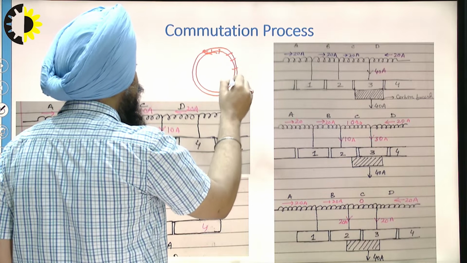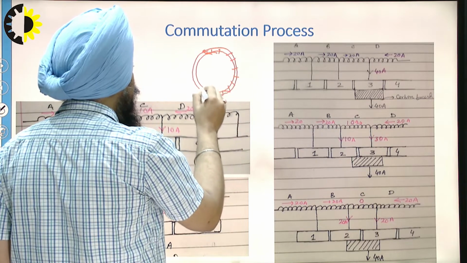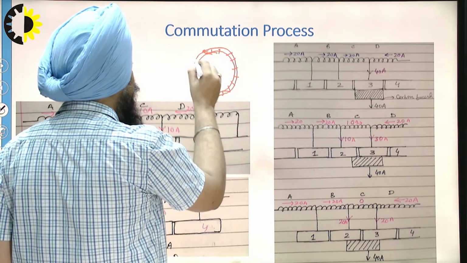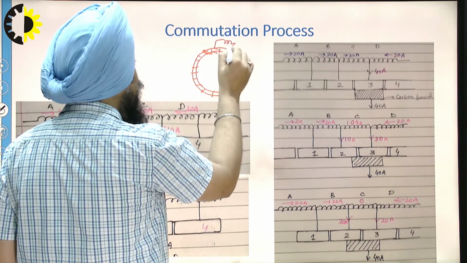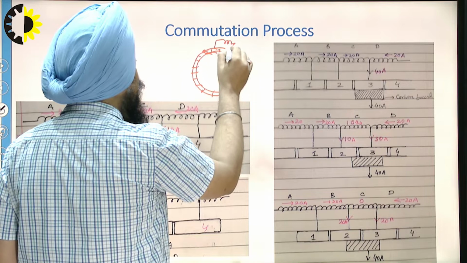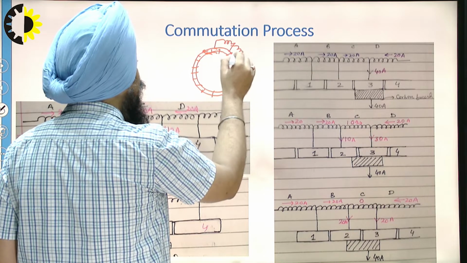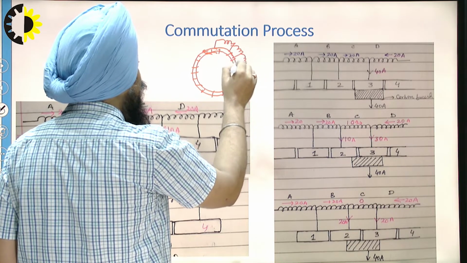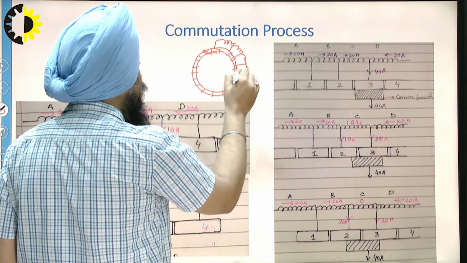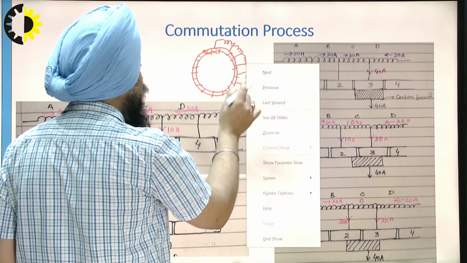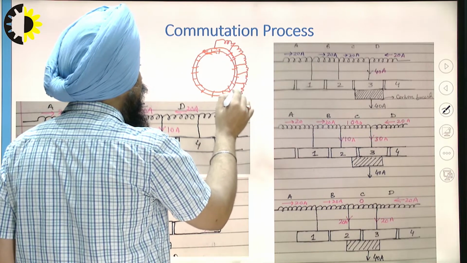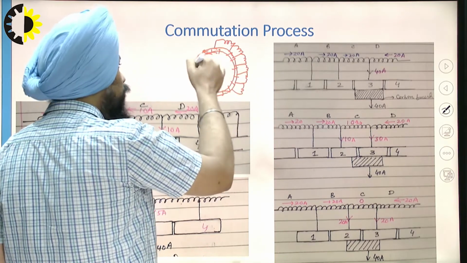These are the commutator bars as I have shown in the previous slide, and each of the bars is connected like this. From here another winding, here another winding, it is connected to the commutator bar like this. So this is the main diagram, and all the bars are open circuited.